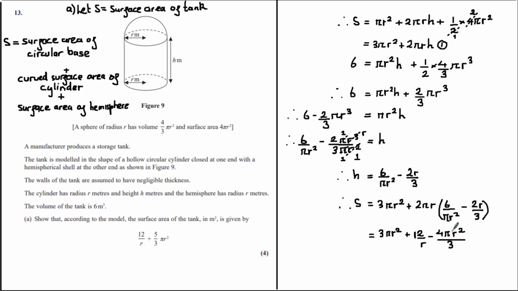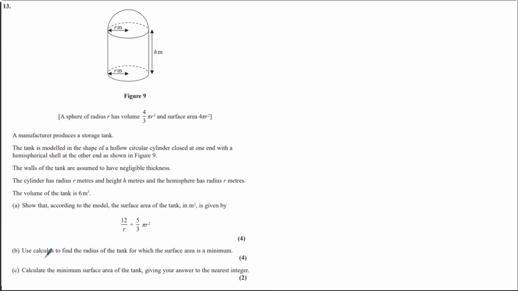Collecting the r squared terms gives us a final answer of 5 pi r squared over 3 plus 12 over r, as required. The next part says use calculus to find the radius of the tank for which the surface area is a minimum, and this question is for 4 marks.